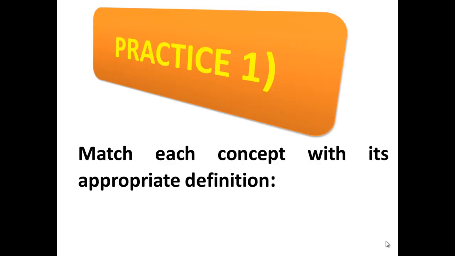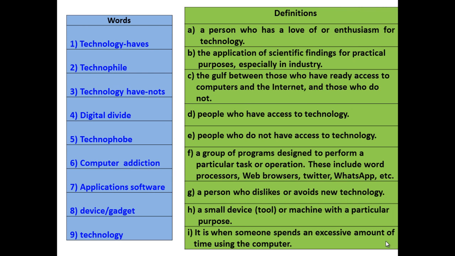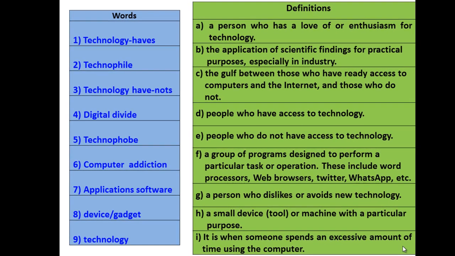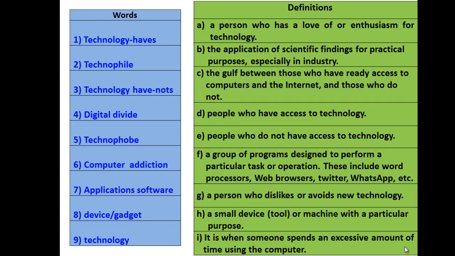Practice exercise number 1. Match each concept with its appropriate definition. So here you are required to match each concept in box A with its appropriate definition in box B. So let us start. As you see, you have 9 vocab words: technology haves, technophile, technology have-nots, digital divide, technophobe, computer addiction, application software, device or gadget, and technology.